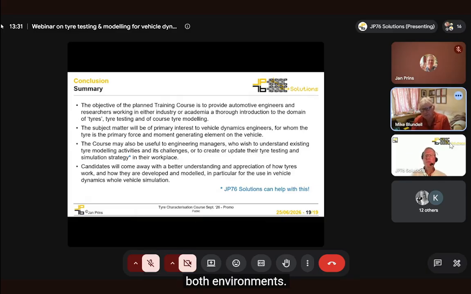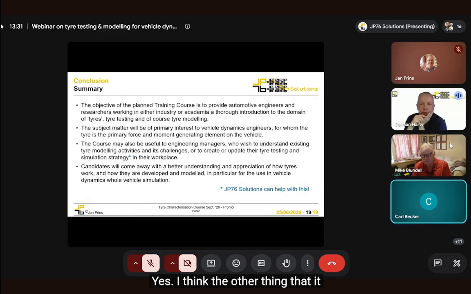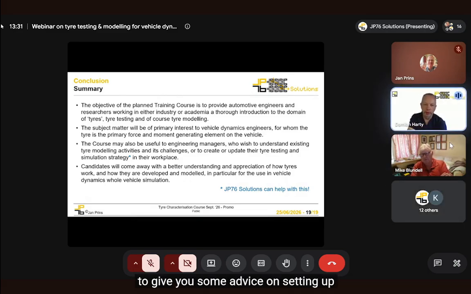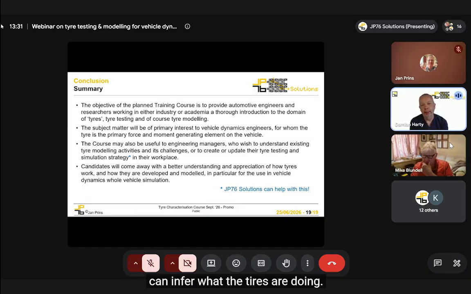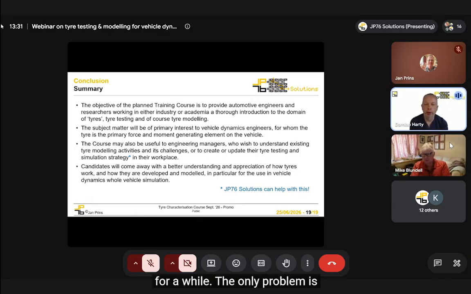So I'd be quite interested in how you model it if you can get the data for both environments. Yes. The other thing that occurs to me is that Jan might be able to give you some advice on setting up something equivalent to the VBOT vehicle that they've done, but with an agricultural vehicle. By measuring what the vehicle's doing, you can infer what the tyres are doing, and that's a fairly well developed method. It's been in use for a while. The only problem is, if your tyres don't fit this particular vehicle, then you need to convert another vehicle, and before you know it, you've got a whole library of vehicles, which starts to get a bit irritating.